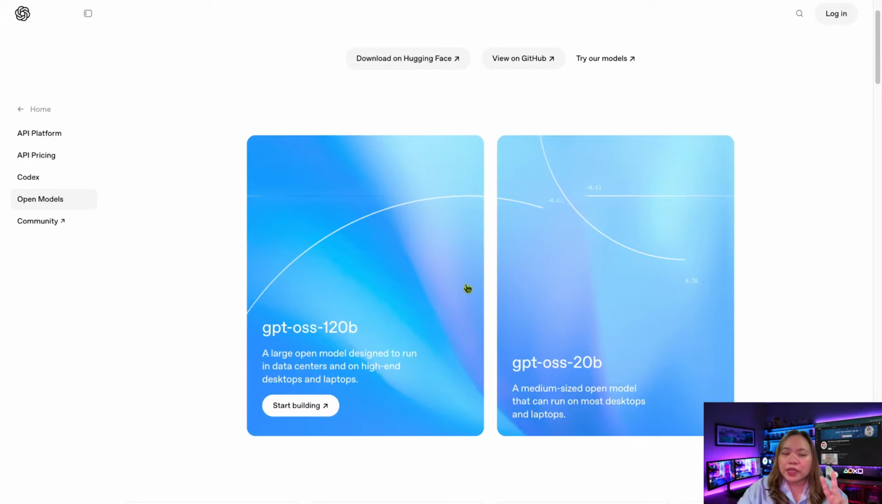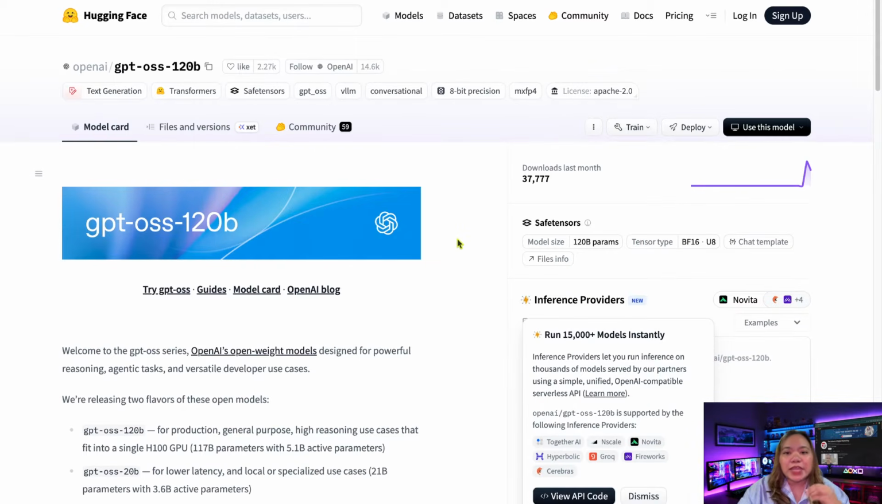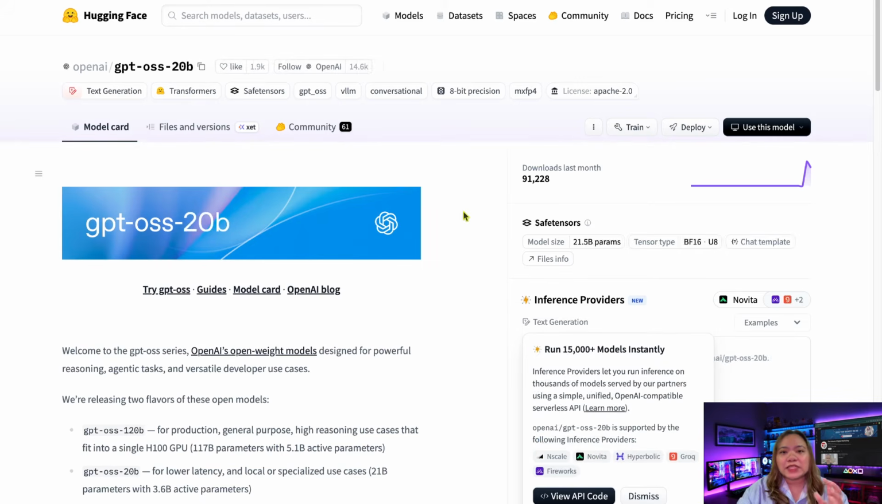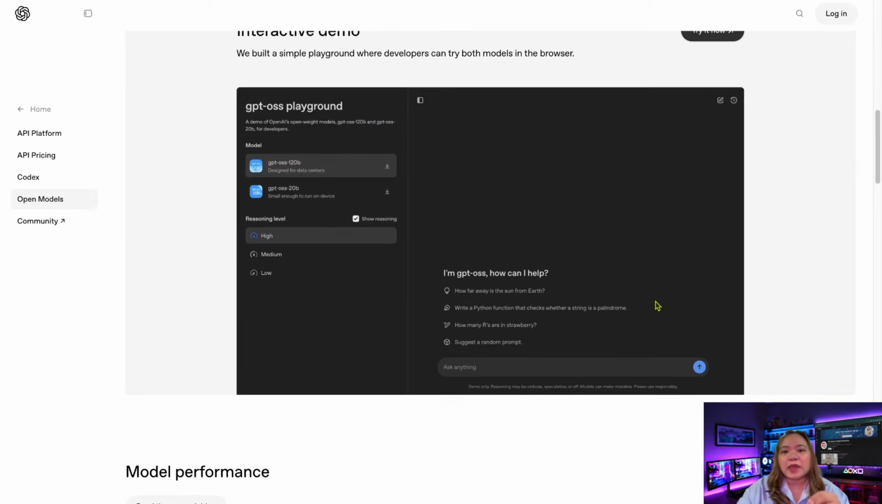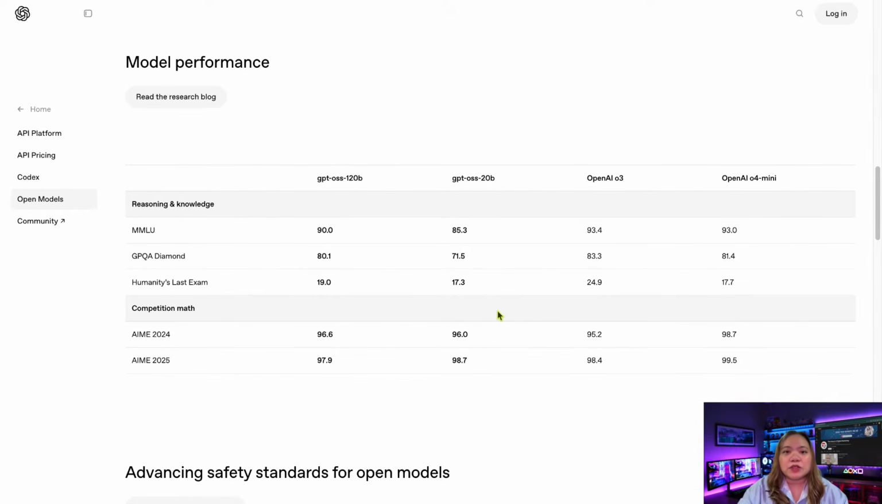OpenAI introduced two variants: GPT-OSS 120B, a large-scale 120 billion parameter model intended for data centers and high-performance computing environments, and the GPT-OSS 20B, a mid-sized 20 billion parameter model optimized for use on standard desktops and laptops. This shift is likely to have meaningful applications for developers, researchers, and general users.